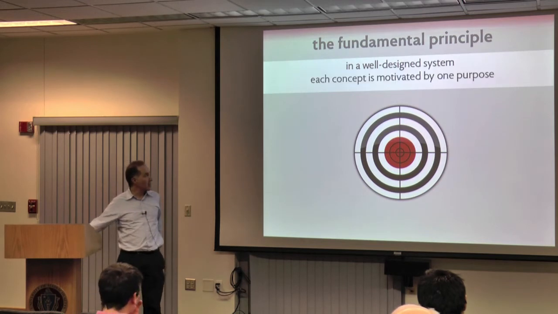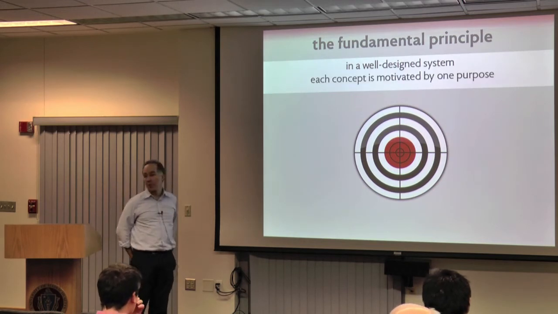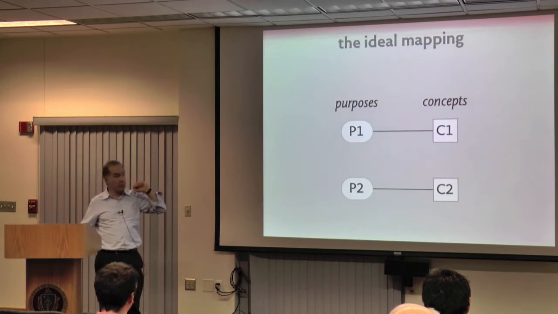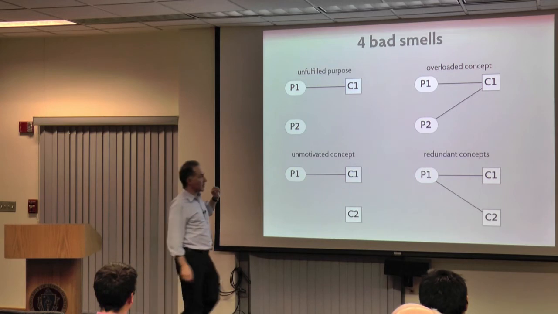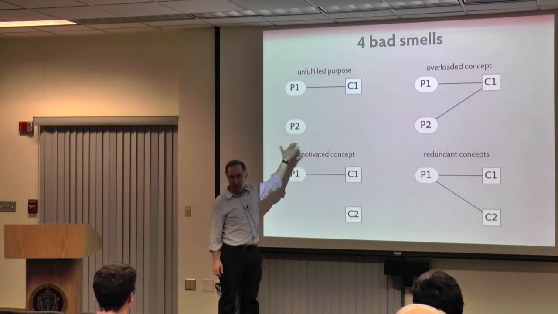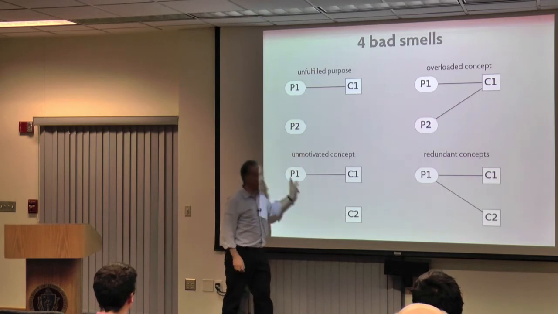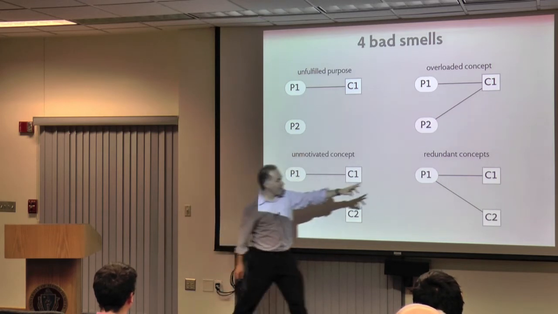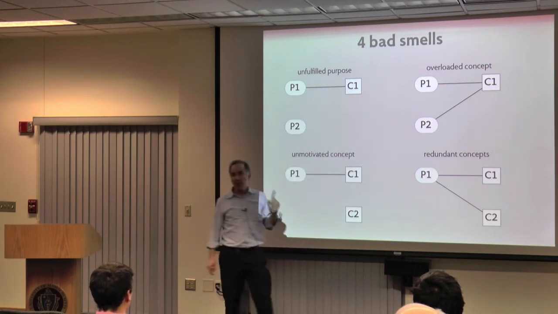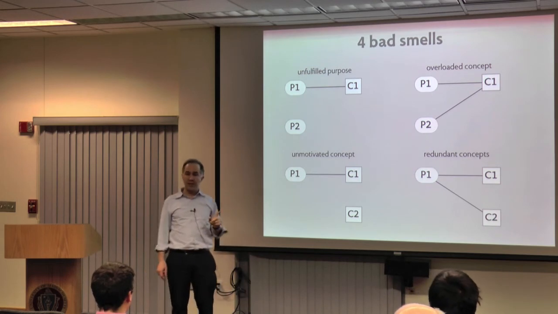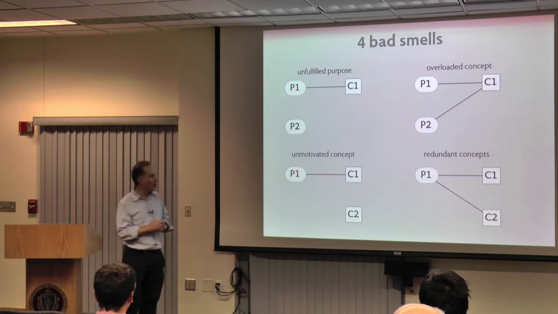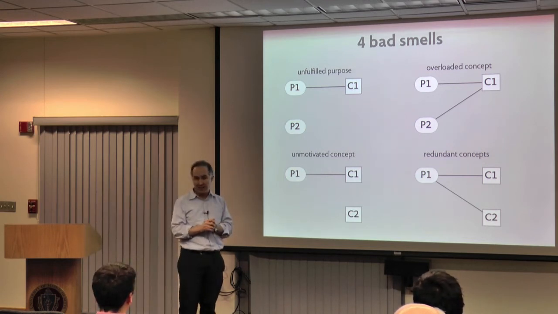And that is that in a well-designed system, each concept has its own purpose. And there's just one of them. So that means that basically purposes and concepts are mapped one-to-one. And you don't want any of these things to happen. You don't want purposes that have no concepts. That's pretty obvious. That means you didn't get what you wanted. You don't have concepts that have no purpose. And you don't have redundant concepts, two concepts for the same purpose. And you don't have, this is the most controversial one, you don't have overloaded concepts where a single concept is designed to satisfy two purposes. So I'd like to illustrate this by showing you what I call some happy concepts and then some sad concepts.